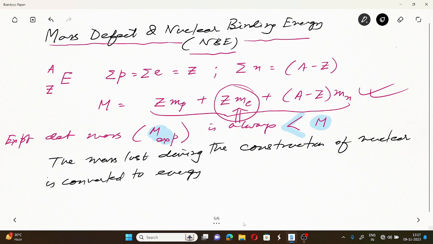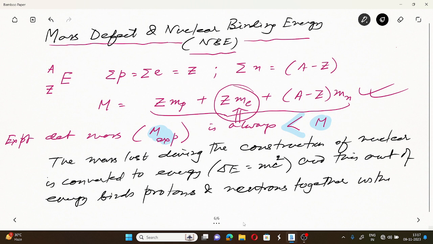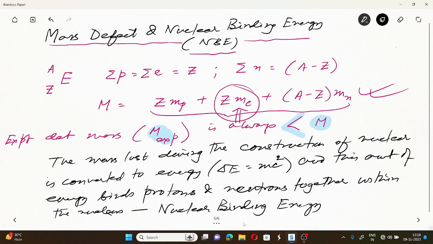তোমরা জানো যে আইনস্টাইনস ইকুয়েশন অনুসারে, ঠিক আছে, ΔE equals mc², and this amount of energy binds protons and neutrons together within the nucleus, এবং এইটাকেই বলা হয়, this is referred to as the nuclear binding energy, NBE. তাহলে এরা যেটা NBE নিউক্লিয়াসটাকে বাইন্ড করছে, এটাকেই আমরা বলছি নিউক্লিয়ার বাইন্ডিং এনার্জি, ঠিক আছে?